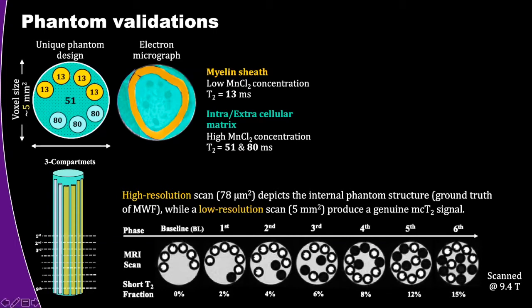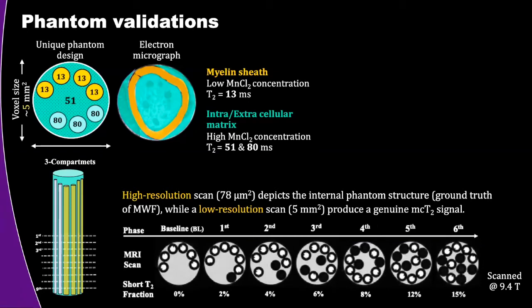At the next stage, we imaged this phantom twice. Once with high resolution, with an in-plane resolution of 78 micrometers, and you can see the images here. At every stage of the phantom, we have two components, and then we have a third component, the myelin. It's dark because it has a short T2 value, and we gradually increase the amount of capillaries that simulate myelin.